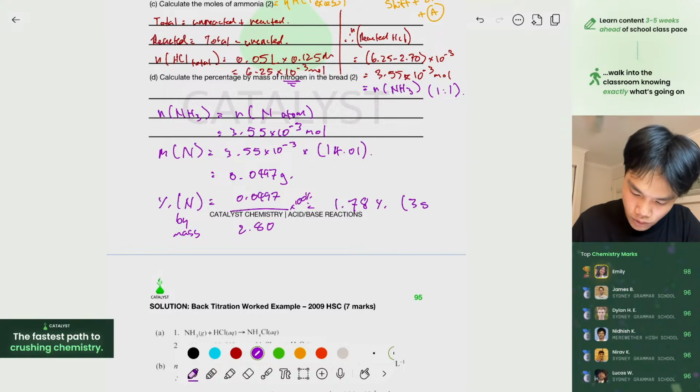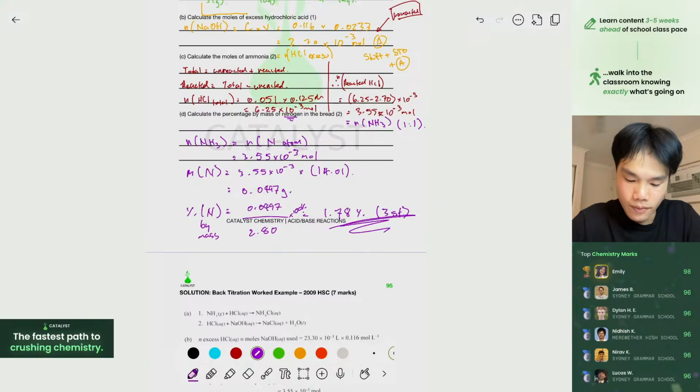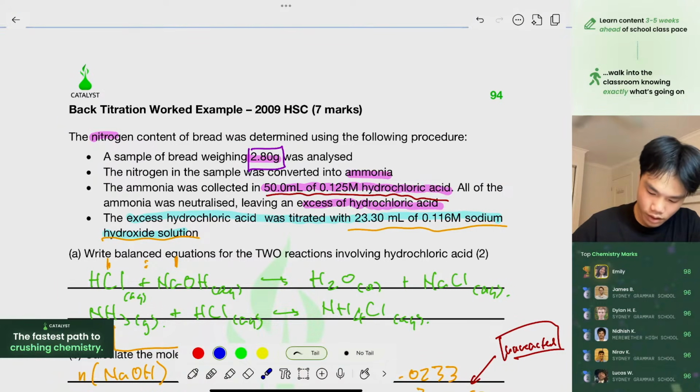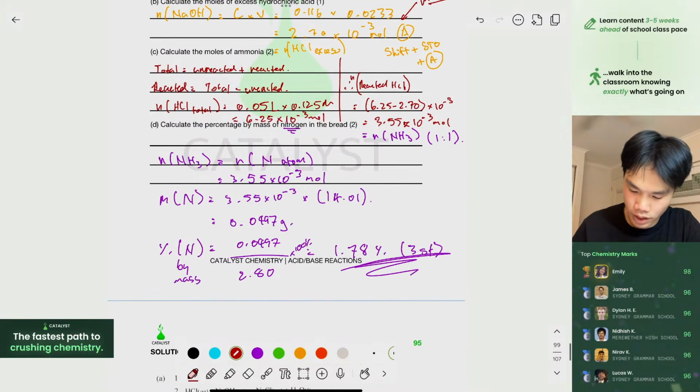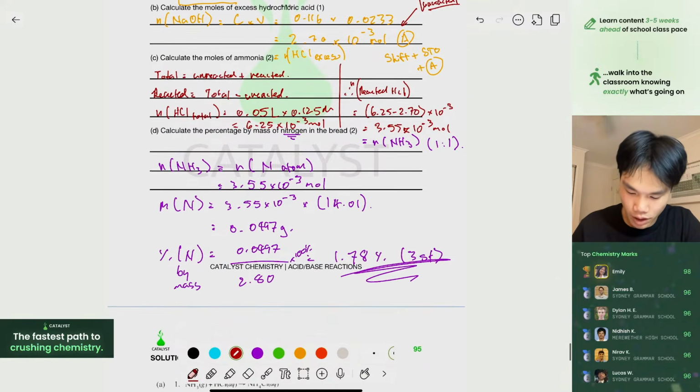to 3 significant figures. And with all calculations, ensure your sig figs are right by checking your question stem and looking at the least number of sig figs. We have 3, 3, 3, 4, and 3. So the least is 3 sig figs, hence we leave our answers to 3 sig figs, as we do in part B, part C, and now part D.